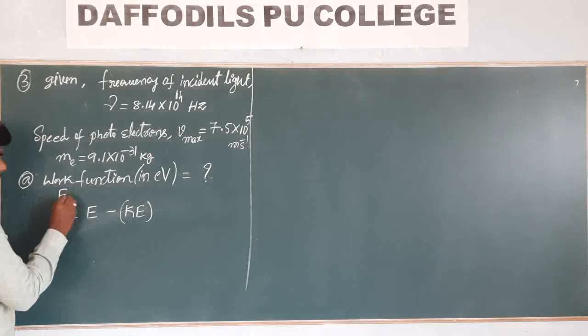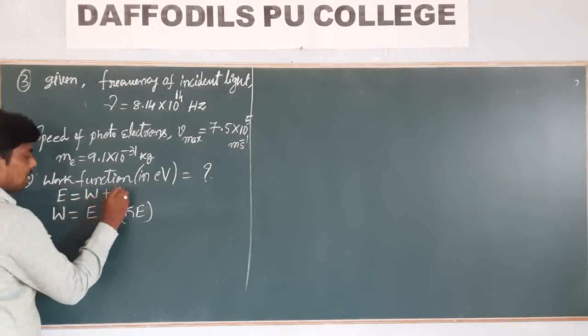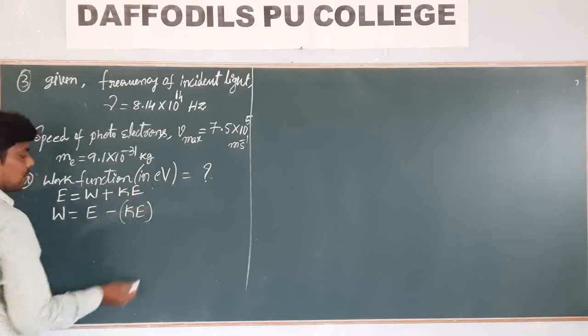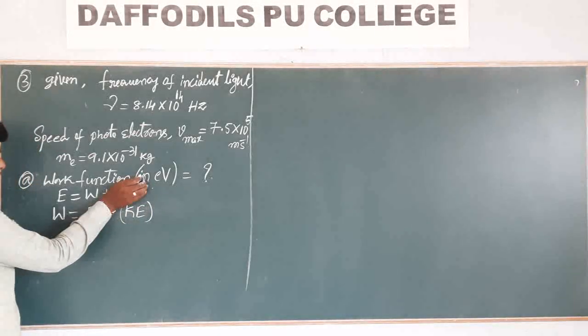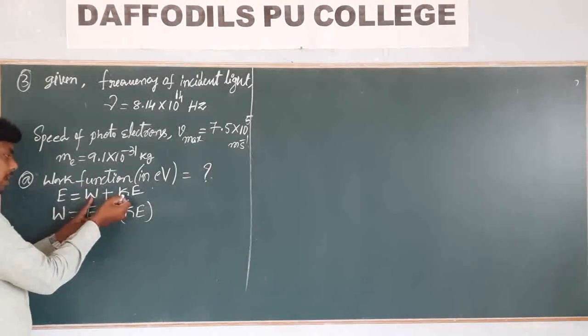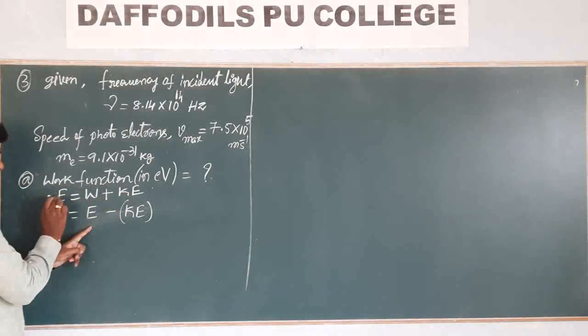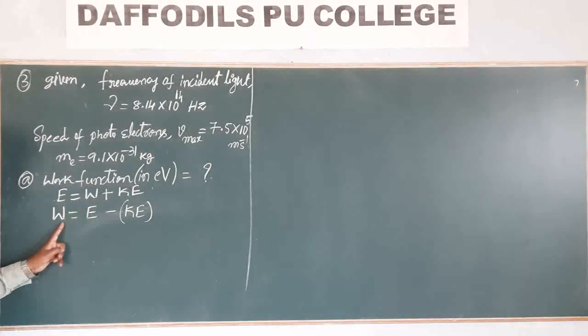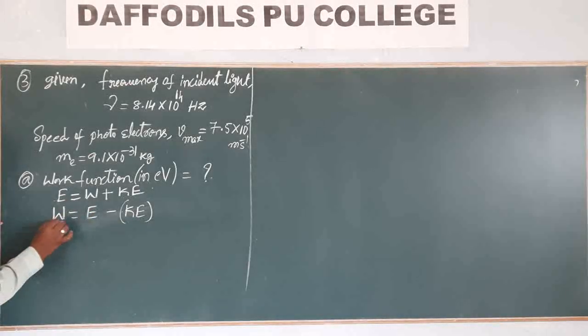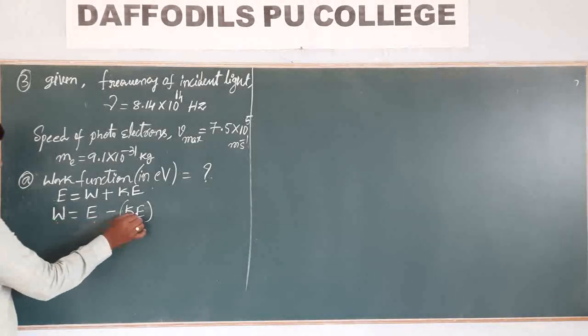Since energy is equal to work function plus kinetic energy, kinetic energy is equal to energy minus work function, or else work function is equal to energy minus kinetic energy. Now, if you want to calculate the work function, we have to calculate the energy value as well as the kinetic energy value.